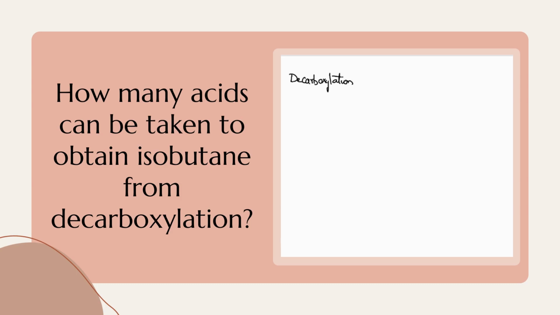Hello students, let us solve the above question from organic chemistry. So the question is, how many acids you can consider to get the isobutane from decarboxylation process. Before solving this question, we need to know what is decarboxylation and what is isobutane also. These two things we need to learn first.